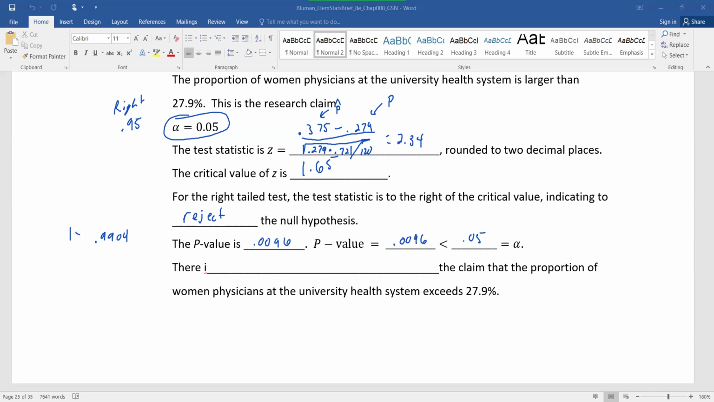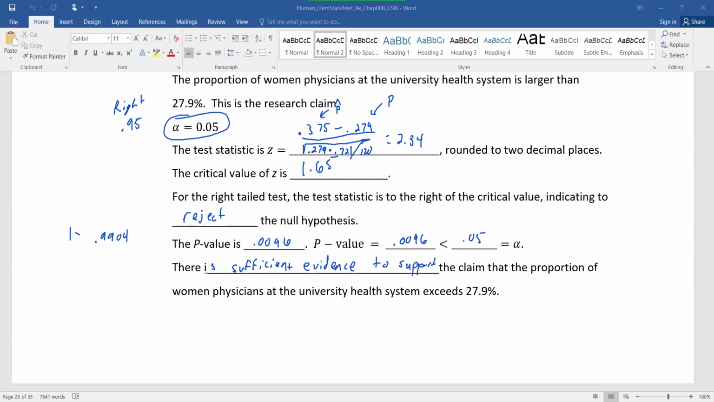So therefore, there what? First word starts with an I. There is sufficient evidence to support the claim that the proportion of women physicians at the university health system exceeds 27.9%. So we reject the null.